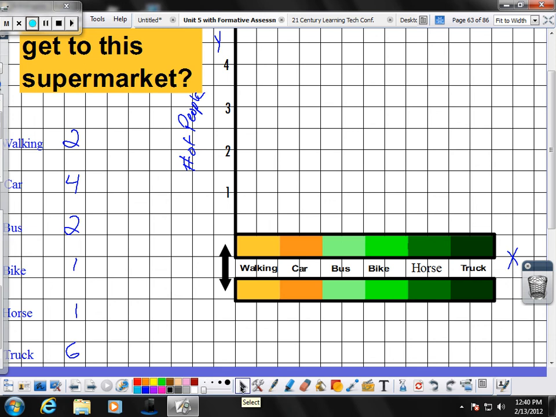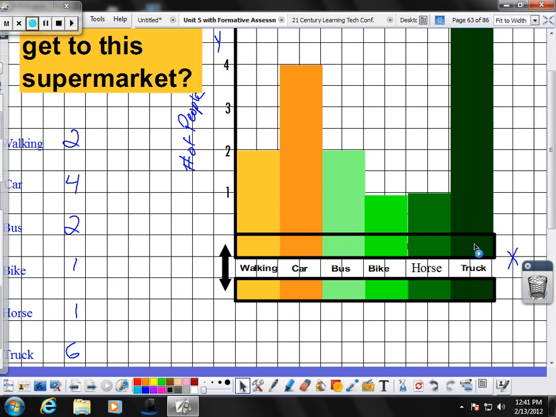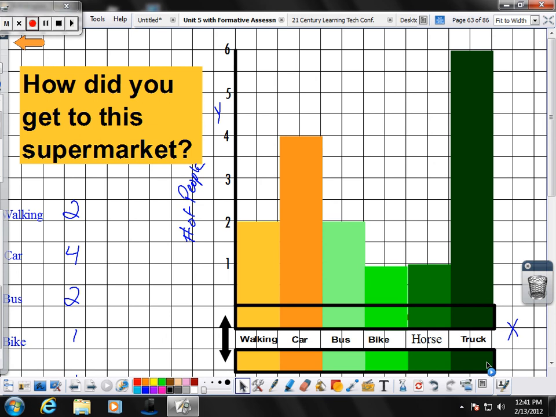We said earlier that 2 people walked, so I would shade in up to 2. 4 people drove their car. 2 people rode the bus. 1 person rode a bike. 1 person rode their horse. Actually, this bar should be up just a little bit, so I'll fix that later. And 6 people, 2, 3, 4, 5. Did I go too high? I did. Let's bring that down. There we go. 6 people rode in their truck. So here's another good, easy example. It's got bars on it, so this is truly a bar graph. You are going to be making a bar graph today during class time.